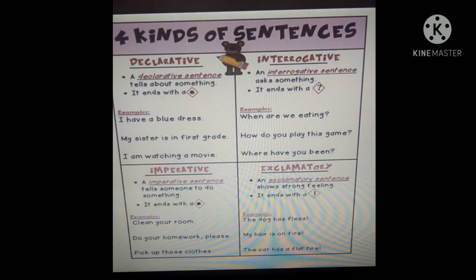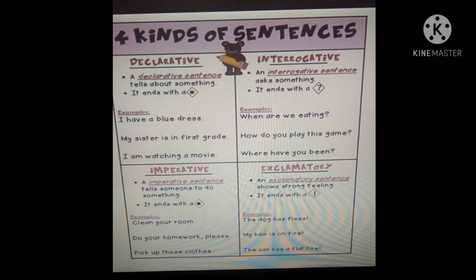Now, kinds of sentences. How many kinds of sentences have you all studied in the previous class? We have 4 kinds of sentences. First is declarative, or assertive, sentence. What is a declarative sentence? It tells or states something, and it always ends with a full stop.